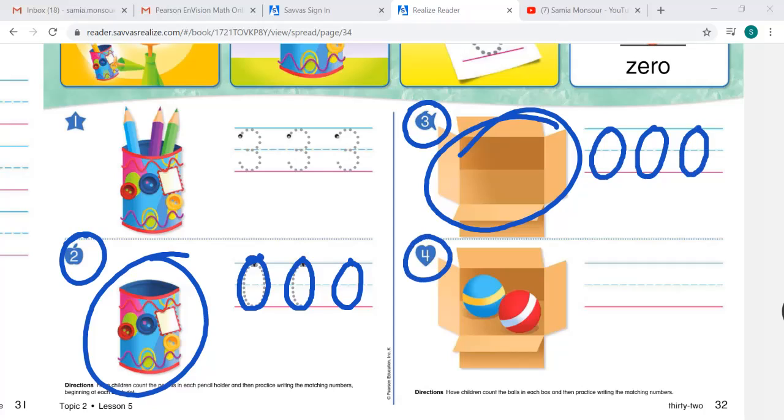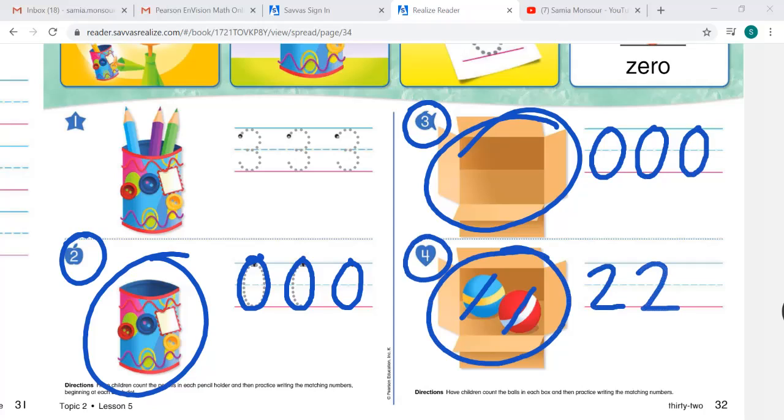Number 4. How many balls do you see in the box now? Let's count them. 1, 2. So what number should we put to represent the 2 balls? The number 2, correct. So you're going to practice writing 2. Start up here, turn around, down, and across. Always start at the top, right? And that is the number 2. So I want you to finish that worksheet.